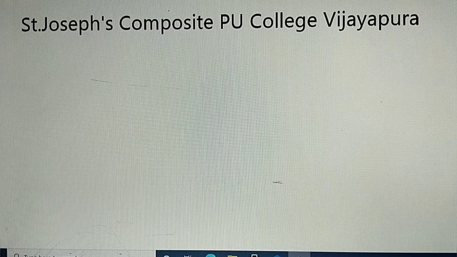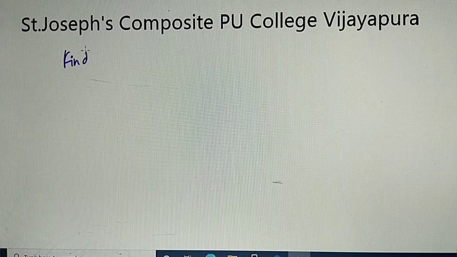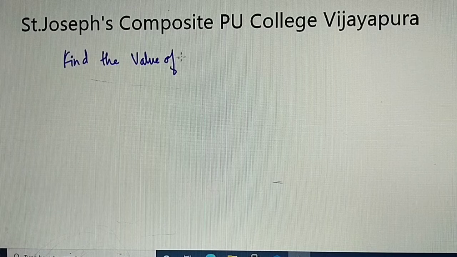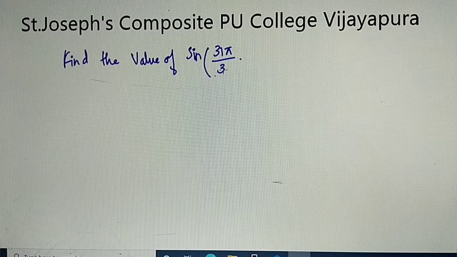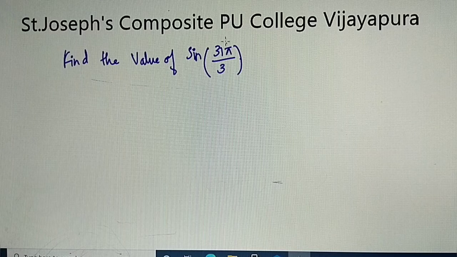Now the next question is, find the value of sine of 31 pi by 3. Okay, so this we have to find, because already we know sine 0, sine pi by 6, sine pi by 4, sine pi, sine 2 pi. These all values we already know. But here we have to find the sine of 31 pi by 3.